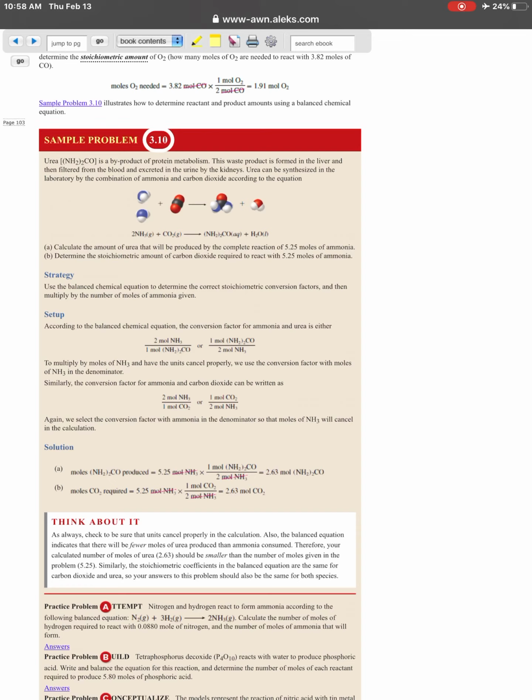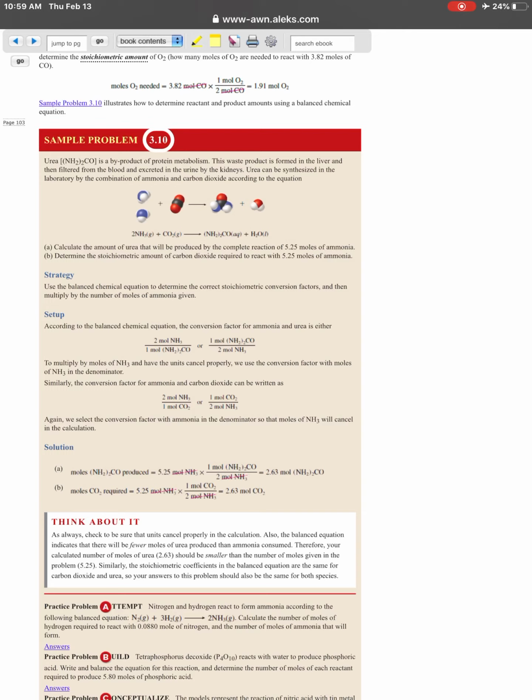Okay? So it says here, calculate the amount of urea that will be produced by the complete reaction of 5.25 moles of ammonia. In part B, we're asked to determine the stoichiometric amount of carbon dioxide required to react with the 5.25 moles of ammonia. In a sense, this example problem is helping you to practice interpreting language in chemical reactions. So you're going to see a lot of terms here that are essentially asking you to calculate something using these words.